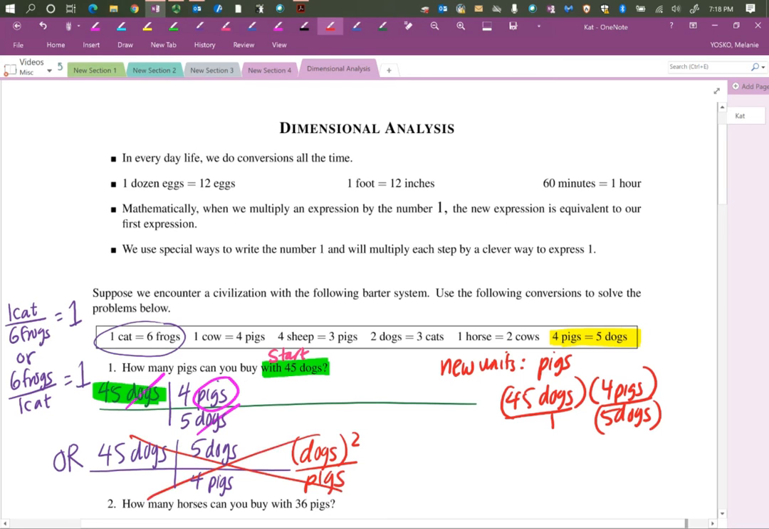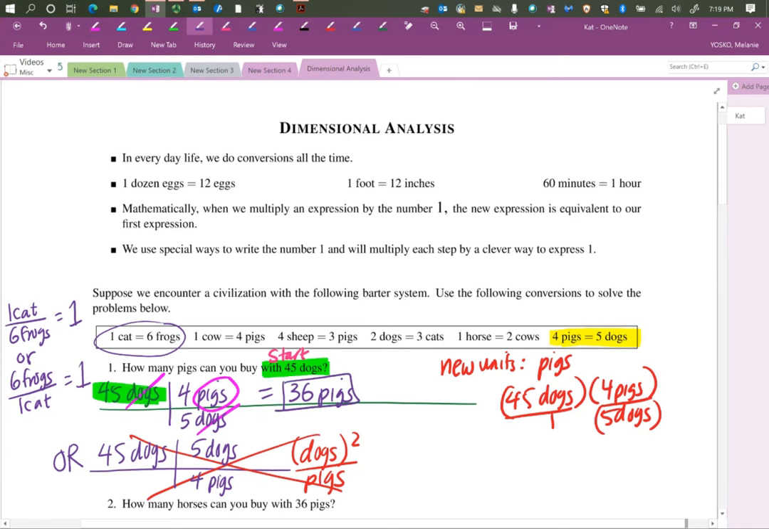So how do you do this? The way you use this chart is you multiply across and then divide. So 45 times 4 and then divide by 5. Anything on the top row, multiply, multiply, and then divide, divide if it's on the bottom. So 45 times 4 divided by 5, type that in your calculator, and you should get 36. This is equal to 36 pigs. So if you were in this civilization and you had 45 dogs, you could trade that for 36 pigs.